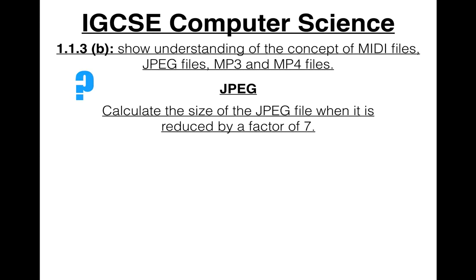Calculate the size of the JPEG file when it's reduced by a factor of 7. So when we say reduced by a factor of 7, it's basically that divided by 7. So that gives you 19.5 kilobytes.